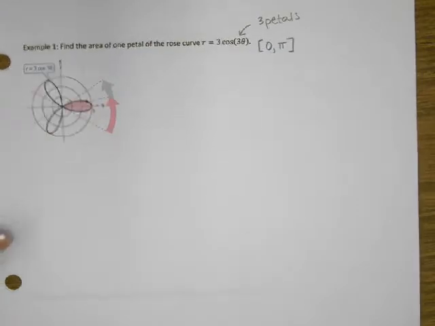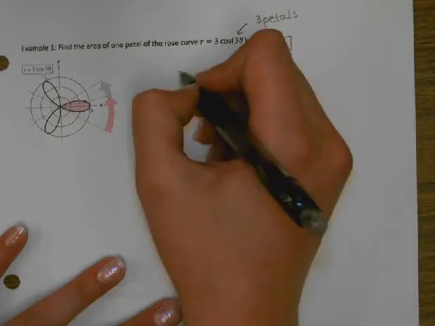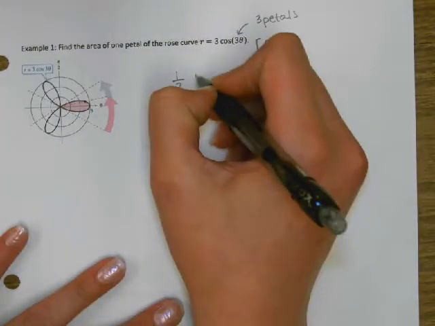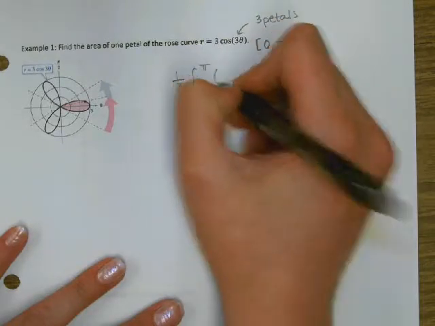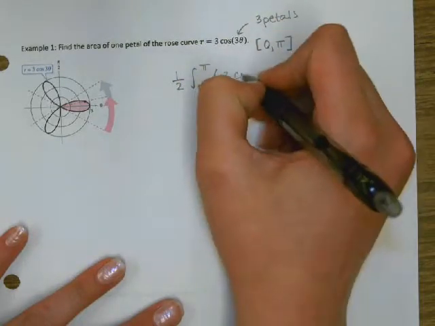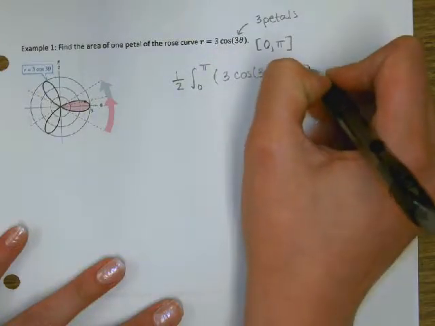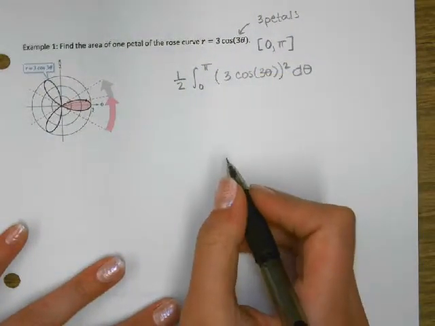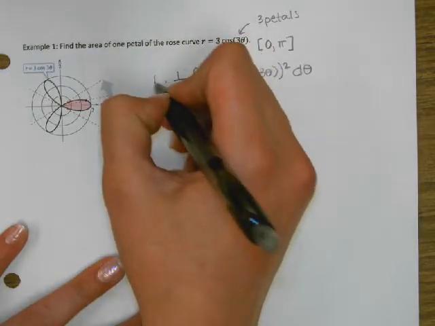So if I want to find the area of just one petal, I can say the area of the entire graph, the area of all 3, would be from 0 to pi of r squared, so 3 cos 3 theta squared d theta. And then if I only want one of the petals, I'm just going to take this and divide it by 3, or multiply it by 1/3.